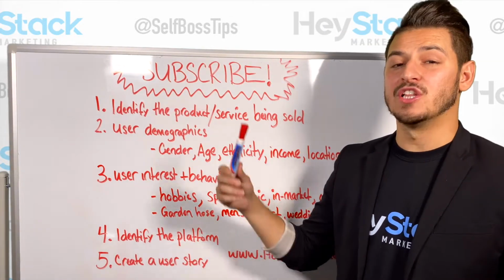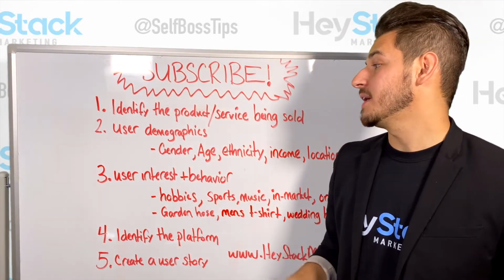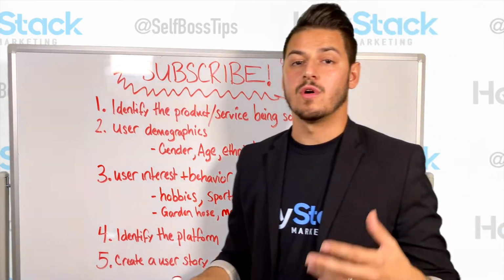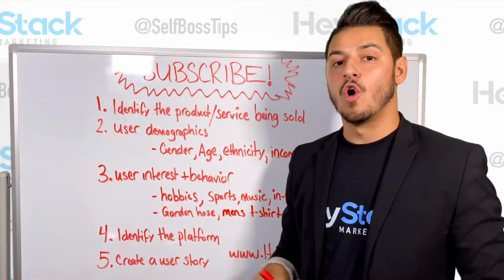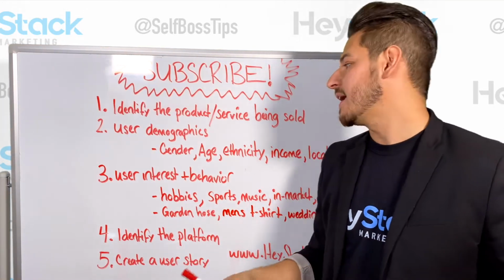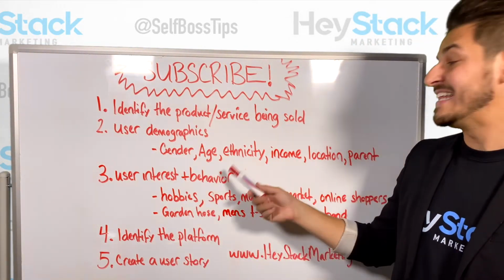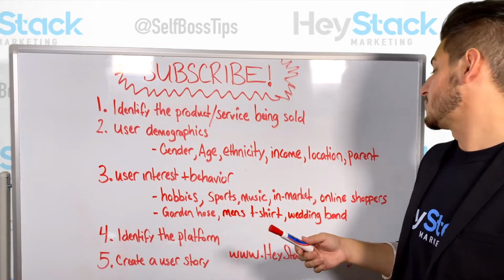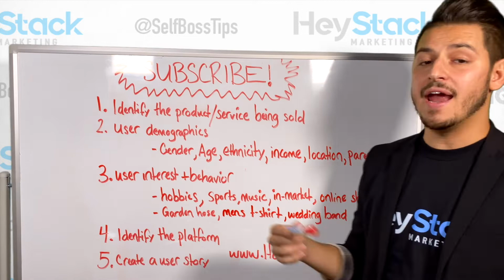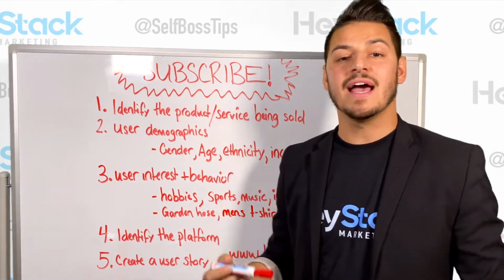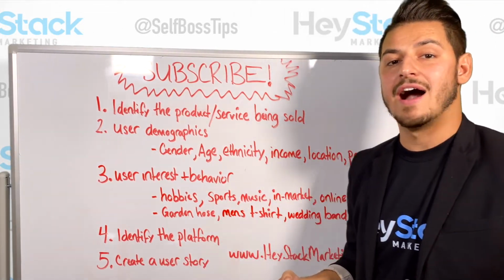The next thing that we look at, and it's arguably the most important component to a buyer persona, are the users or the buyer's demographics. So what demographics are we looking at? We're looking at the gender, the age, the ethnicity, the income of the user or customer, the location, where they're located, if they're a parent. All of these play into your demographic profile of the user.